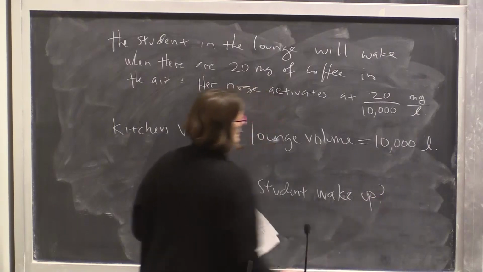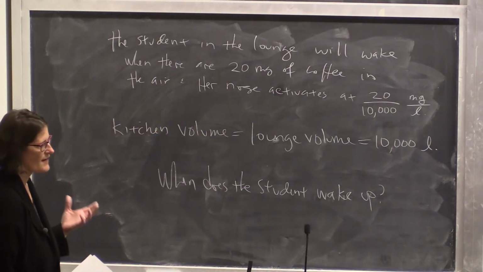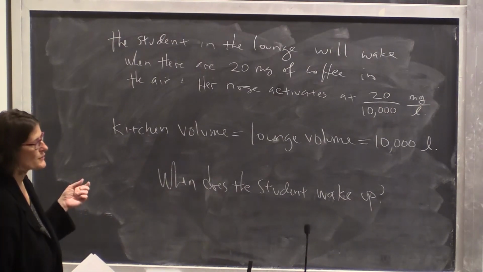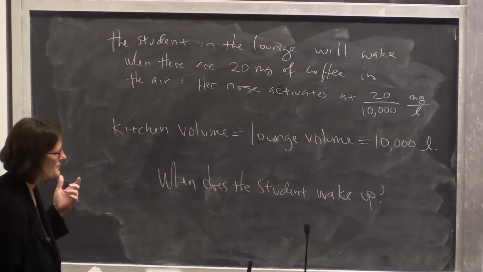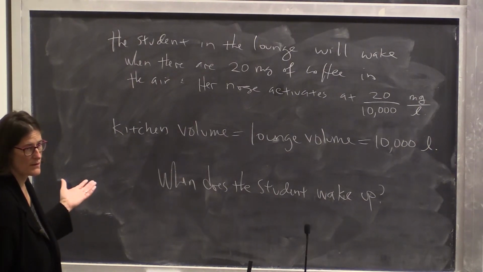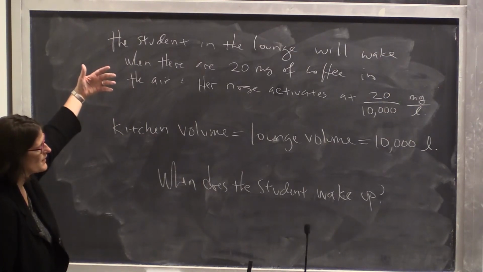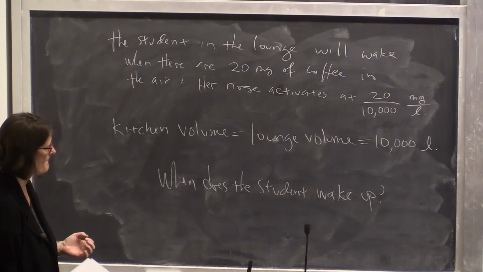Further questions would be, if you wanted to have her wake up at a certain time, how would you adjust the fan speed? If you wanted her to wake up at a certain time, how does it depend on the size of the room? Obviously, if she's in a huge, huge room, the concentration is going to be low. Maybe she's not even going to wake up due to the coffee.